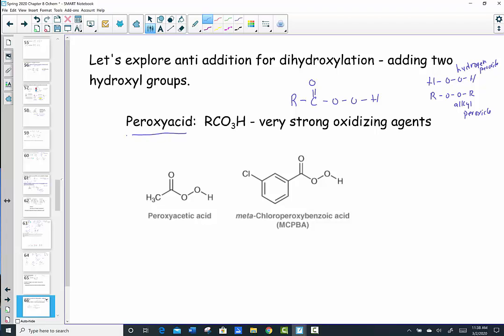A peroxy acid has the double oxygens as well, but it's next door to a carbonyl, which makes it an even stronger oxidizing agent. Here's peroxyacetic acid, having 2 carbons is the acetate base word. And here's meta-chloroperoxybenzoic acid. Again, 2 carbons in that chain there, benzoic acid. Very strong oxidizing agents.